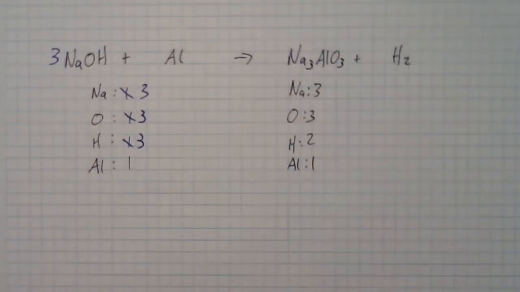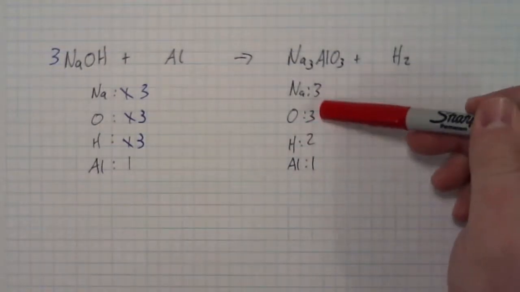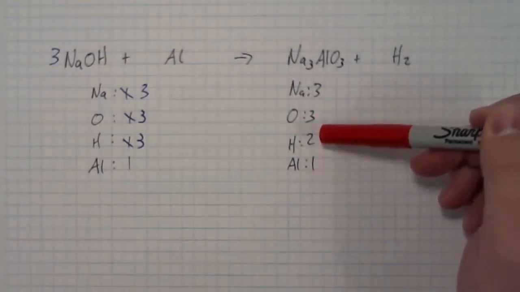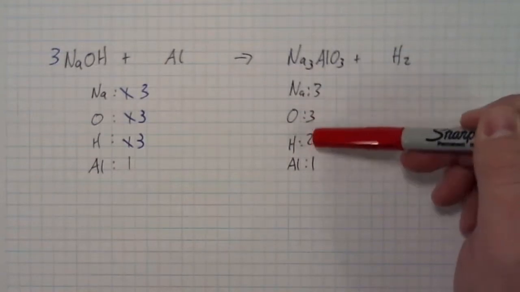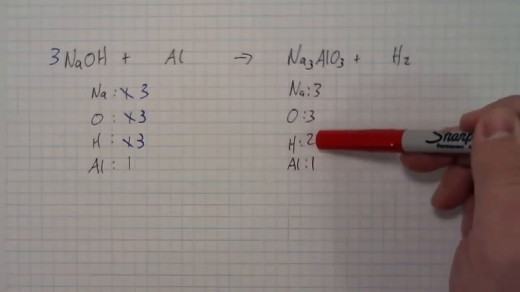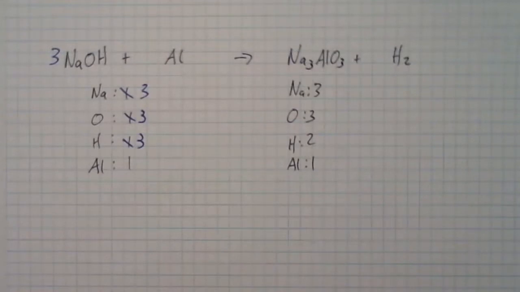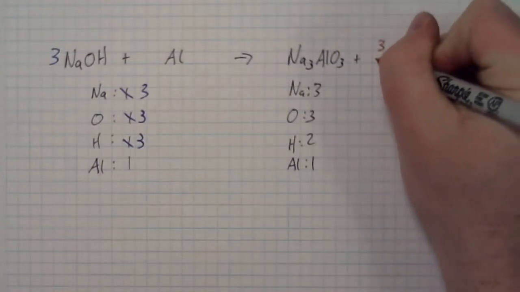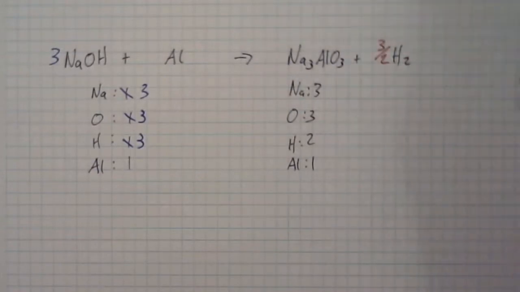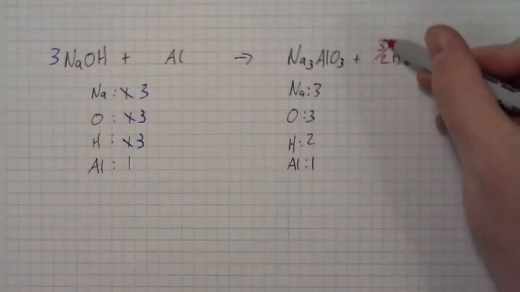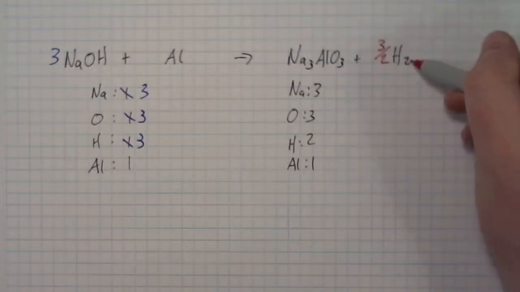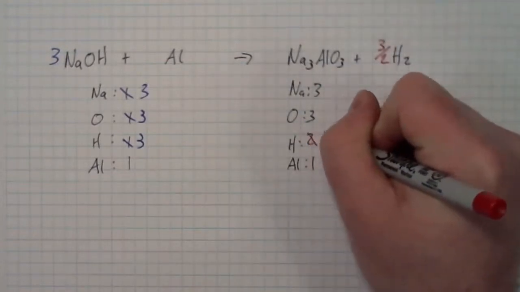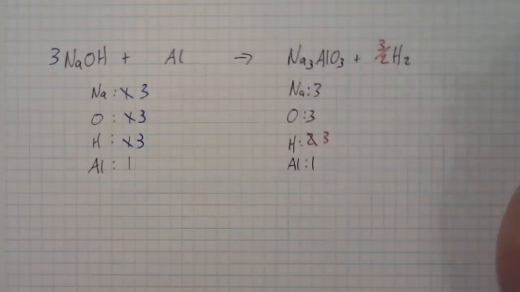Now, that is darn near close. We've got everything right: the Na, the O, and the Al, except the H's. The H's are what we have to fix. So let me show you a trick. You may or may not know this. If I write 3 halves there, 3 halves times 2 is 3. Hey, look, we're done, right?